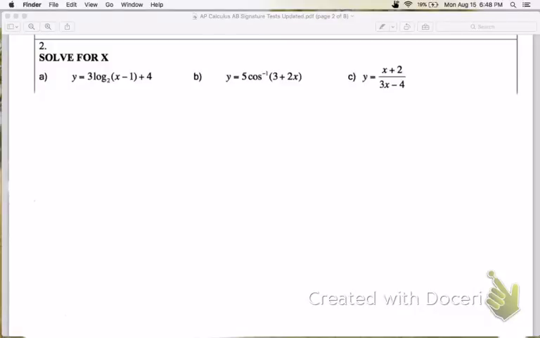This is your second Sig Test of the year. So the directions are to solve for x. We're going to try and isolate x by itself in each one of these different pieces. We'll go one by one, doing that in each piece.